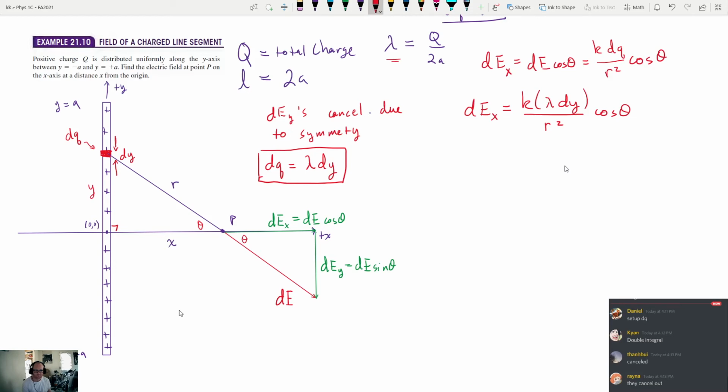Square root of x squared plus y squared. Exactly. Where can I write that? I'll just write this right here. We know that r squared is equal to x squared plus y squared. That's great. Let's plug this into our equation. We're getting closer to being able to actually do the integral.